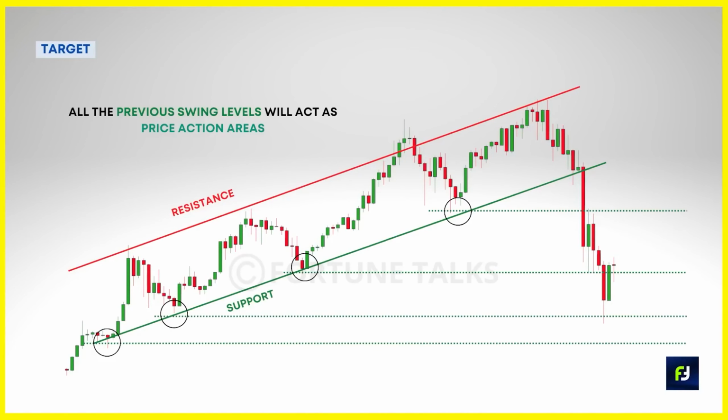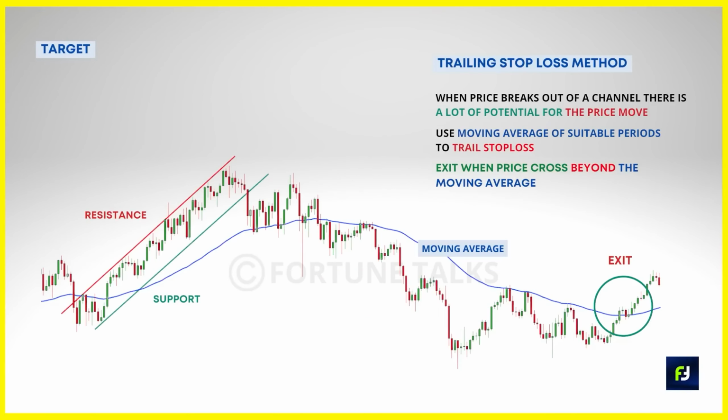Now, one interesting observation of the rising channel pattern when the price breaks down below the support trend line is that all the previous swing levels will act as price action areas. So you will have to closely watch what type of price action is occurring and then decide whether to hold your trades for more profitability or just exit your positions. Now the other method is to use a trailing stop loss using moving averages of different periods depending on the type of trading style that you follow.